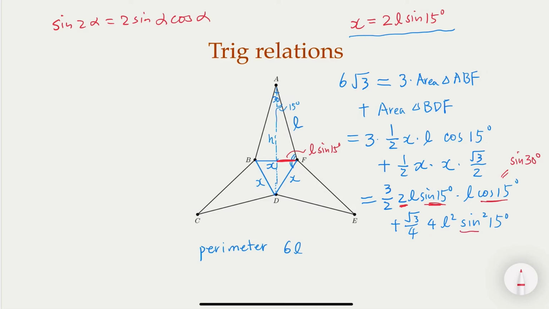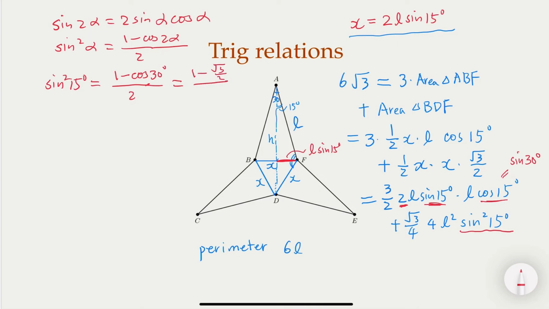And here there's another trig identity: sine squared alpha is going to be half of 1 minus cosine 2 alpha. So let's plug in. Sine squared 15 degrees is going to be half of 1 minus cosine 30 degrees, so that's 1 minus square root of 3 over 2, over 2. That's going to be 2 minus square root of 3 over 4. All right, so let's plug in here.